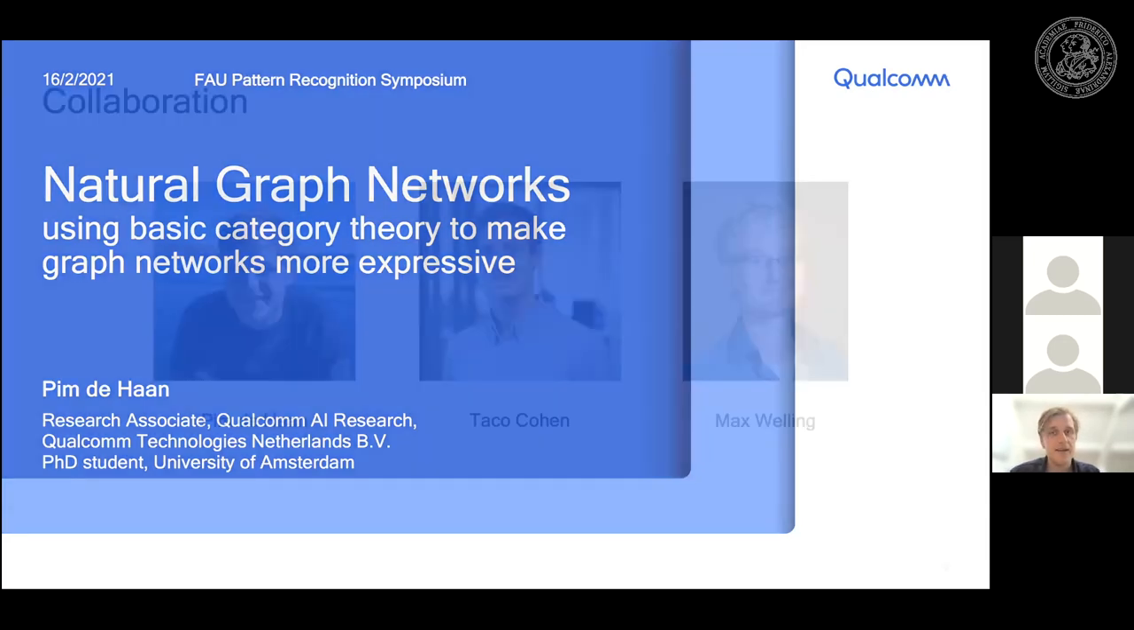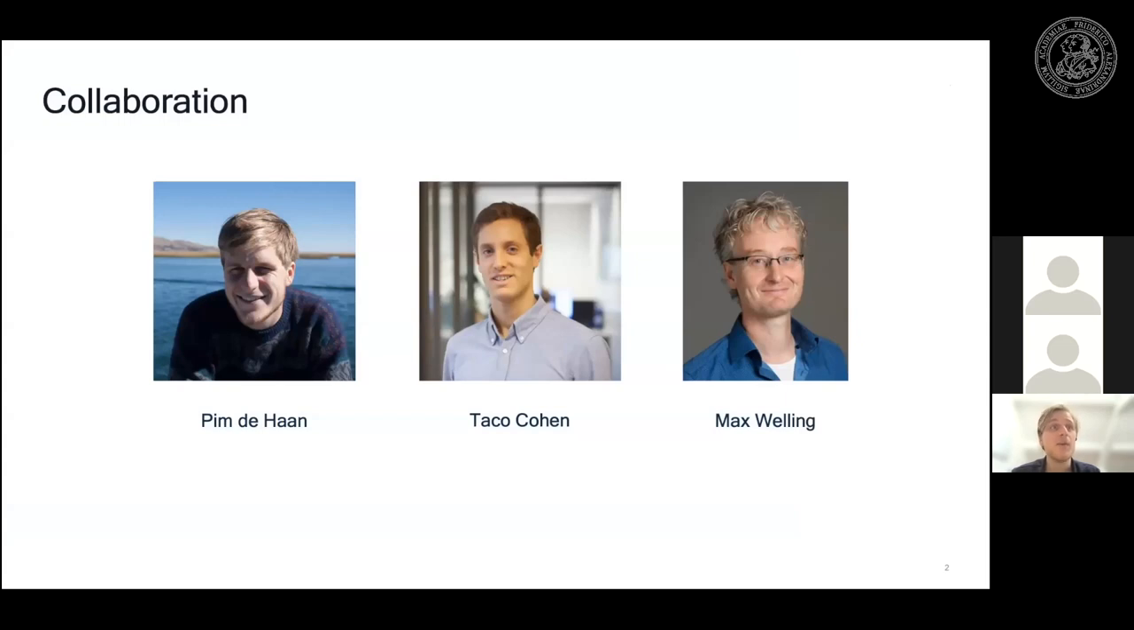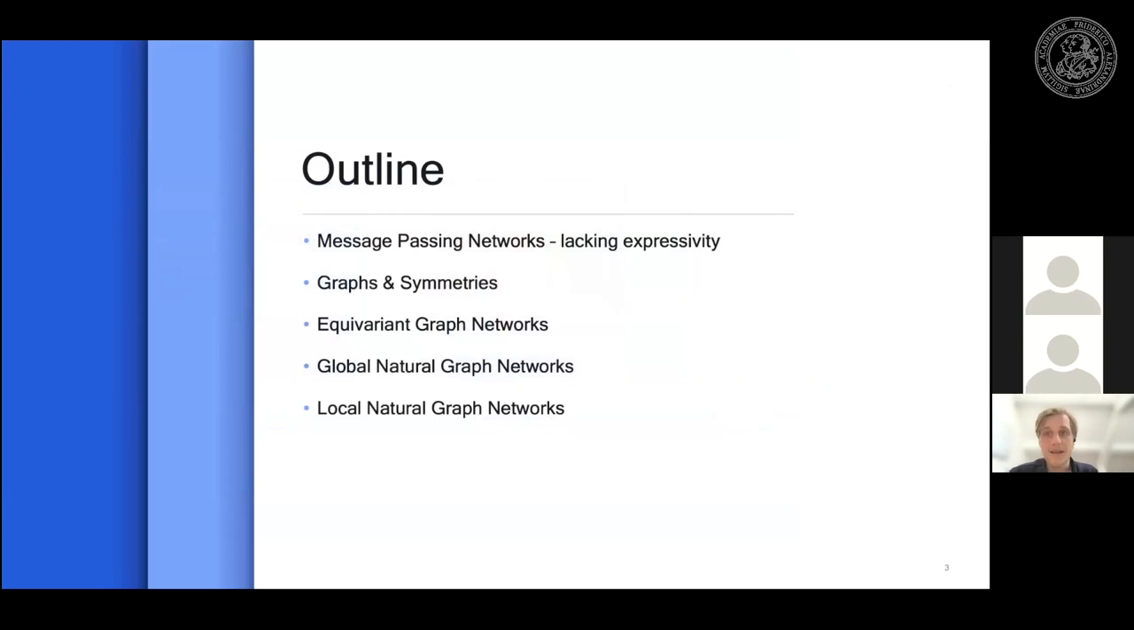This has been a collaboration with wonderful help from Taco Cohen and Max Welling at the University of Amsterdam and Qualcomm AI Research. During this talk, I'll first look into a basic building block for a lot of graph neural networks that are around these days, which are based on message passing, also called message passing networks. I'll give you an example of where they are lacking, what problems they cannot solve, and thus where there may be room for improvement.